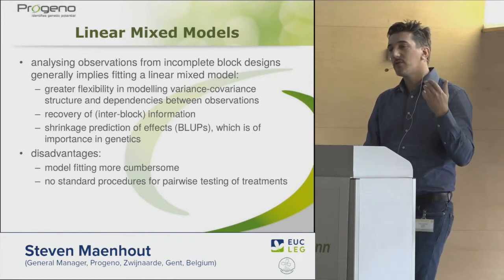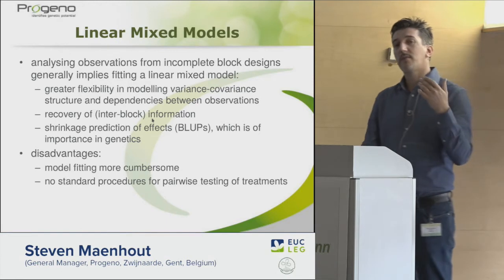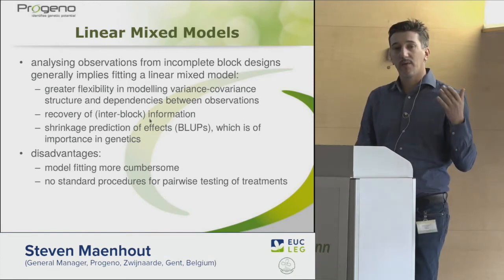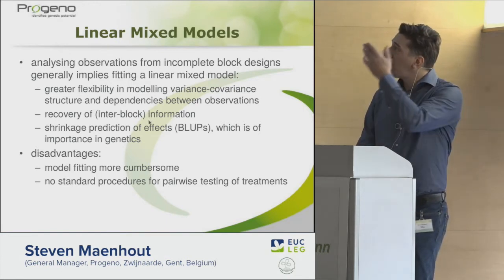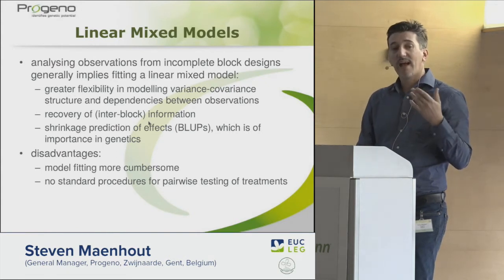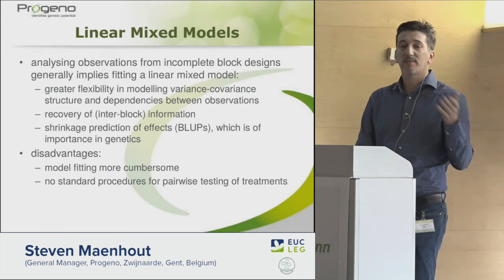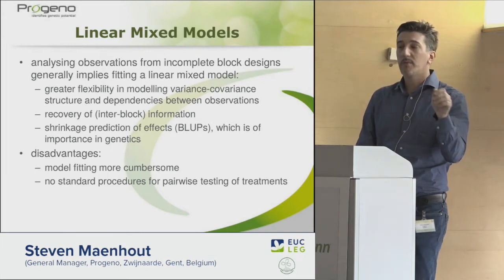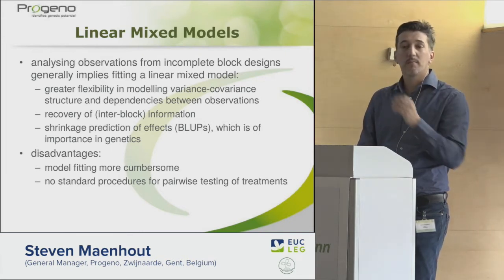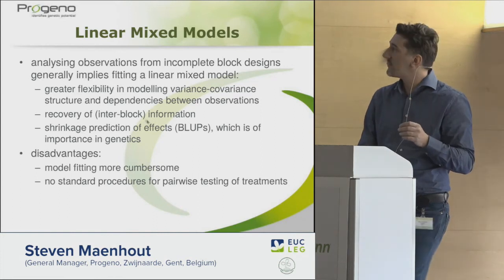So similar to the first talk where I said there is no standard model for breeding value estimation, the same goes for trial analysis. There is no standard model. So this is different than using the classical analysis of variance where you just push the button, go, and you get the means of your accessions.